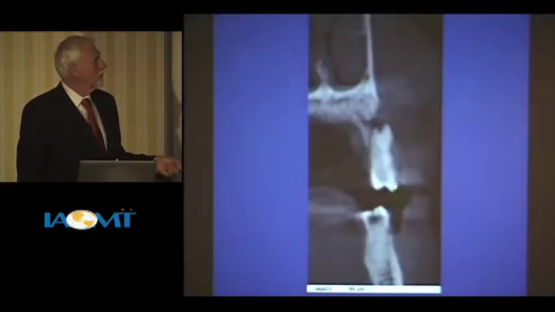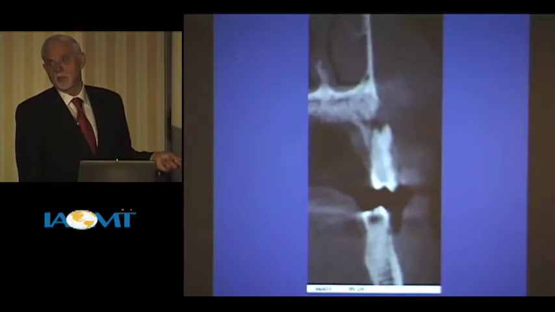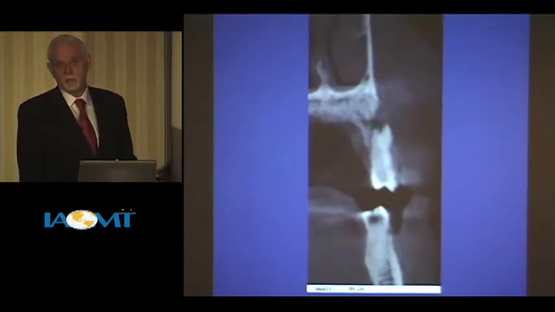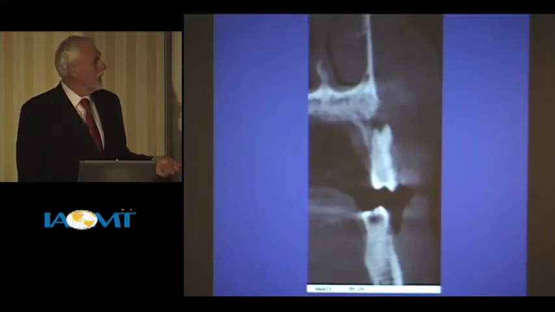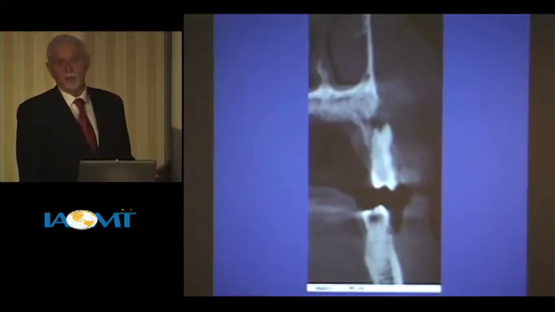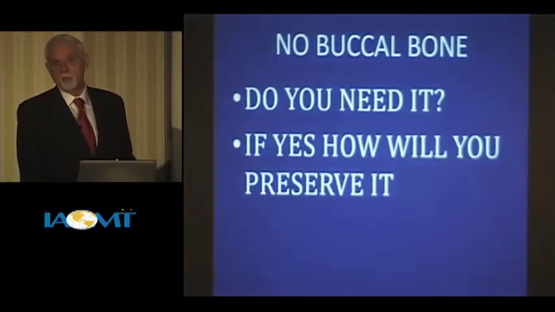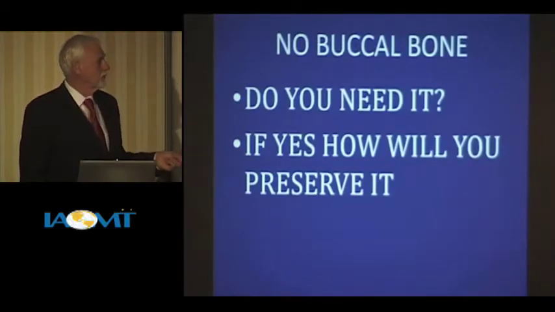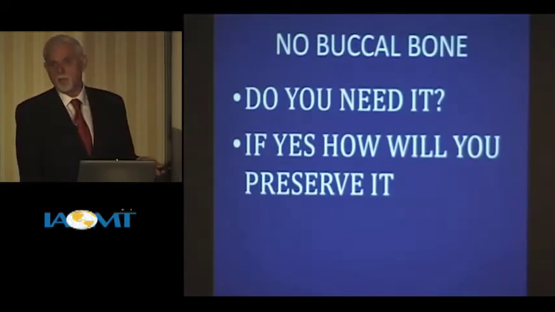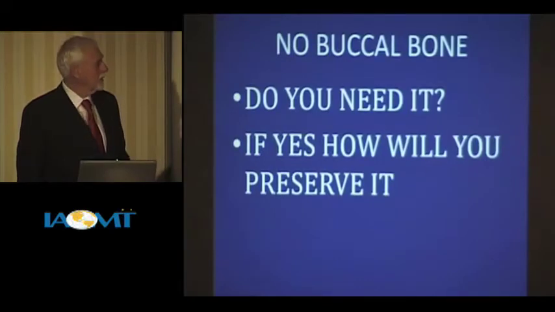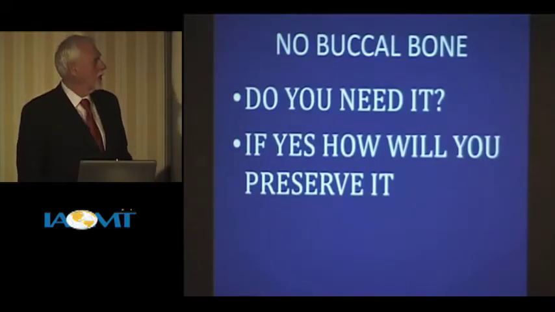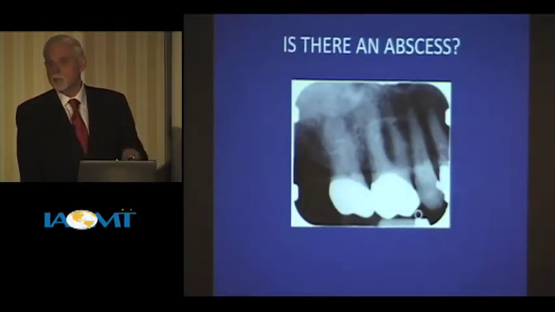All right, you don't get this on a traditional digital x-ray. Okay, where's the bone? There is none. Looking at a cross-sectional view, this is real easy to see. All right, so there's no buccal bone. You have to decide if you need it. What are you going to do for this patient? If you do need it, yes, how are you going to preserve it? And I'm not going to get into whether or not to do bone, whatever, but at least it gives you the option to make those decisions.